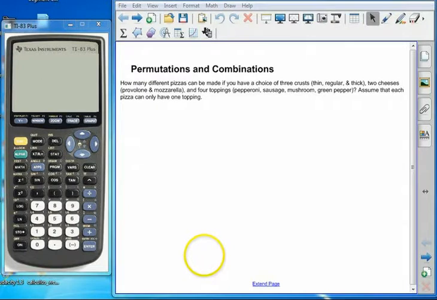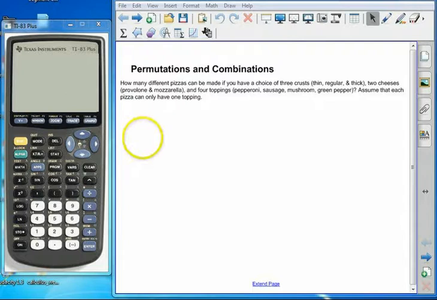And to start off talking about permutations, we're going to do a quick example. How many different pizzas can be made if you have a choice of 3 crusts, thin, regular, and thick, 2 cheeses, provolone and mozzarella, and 4 toppings, pepperoni, sausage, mushroom, and green pepper? And we're going to assume, for the sake of simplicity, that each pizza can have only 1 topping.